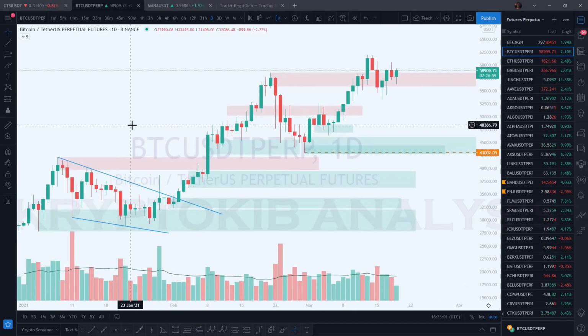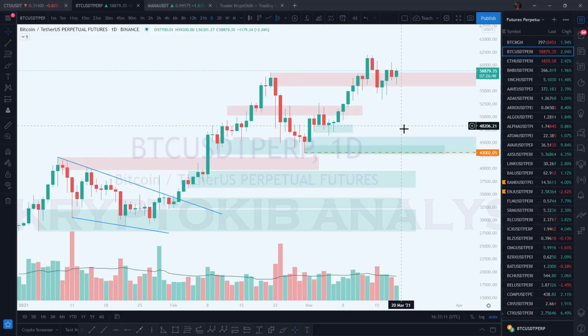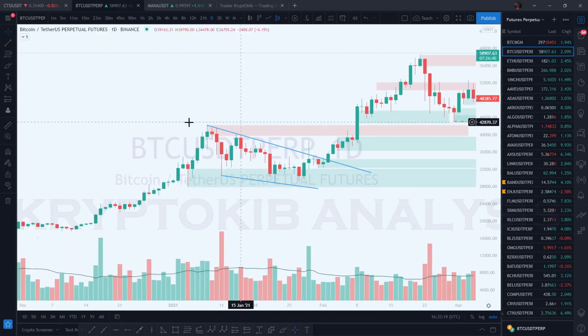Let me show you what an inside bar is again. An inside bar is a two candle pattern where the second candle is completely contained within the high and low of the previous candle. So let's quickly see if we can find an inside bar here and see what happened after it formed.